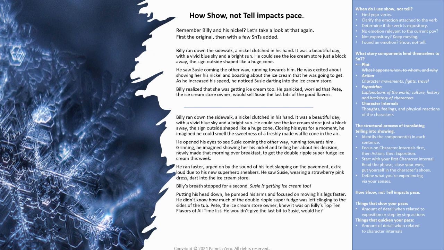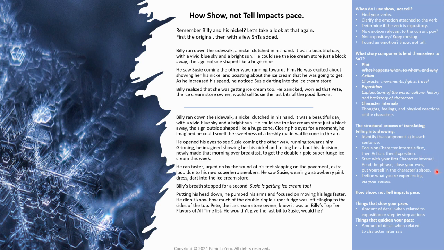So you've got a recording of this workshop. Go through it as you're writing. Find your verbs, figure out which verbs are from your point of view. Okay? Take a look here. Find your verbs, clarify the emotion, determine if the verb is expository. Keep moving until you find the emotion and then do show not tell. Use character internals to do most of your show not tell. Identify your components. Focus on character internals first, then action, then exposition.